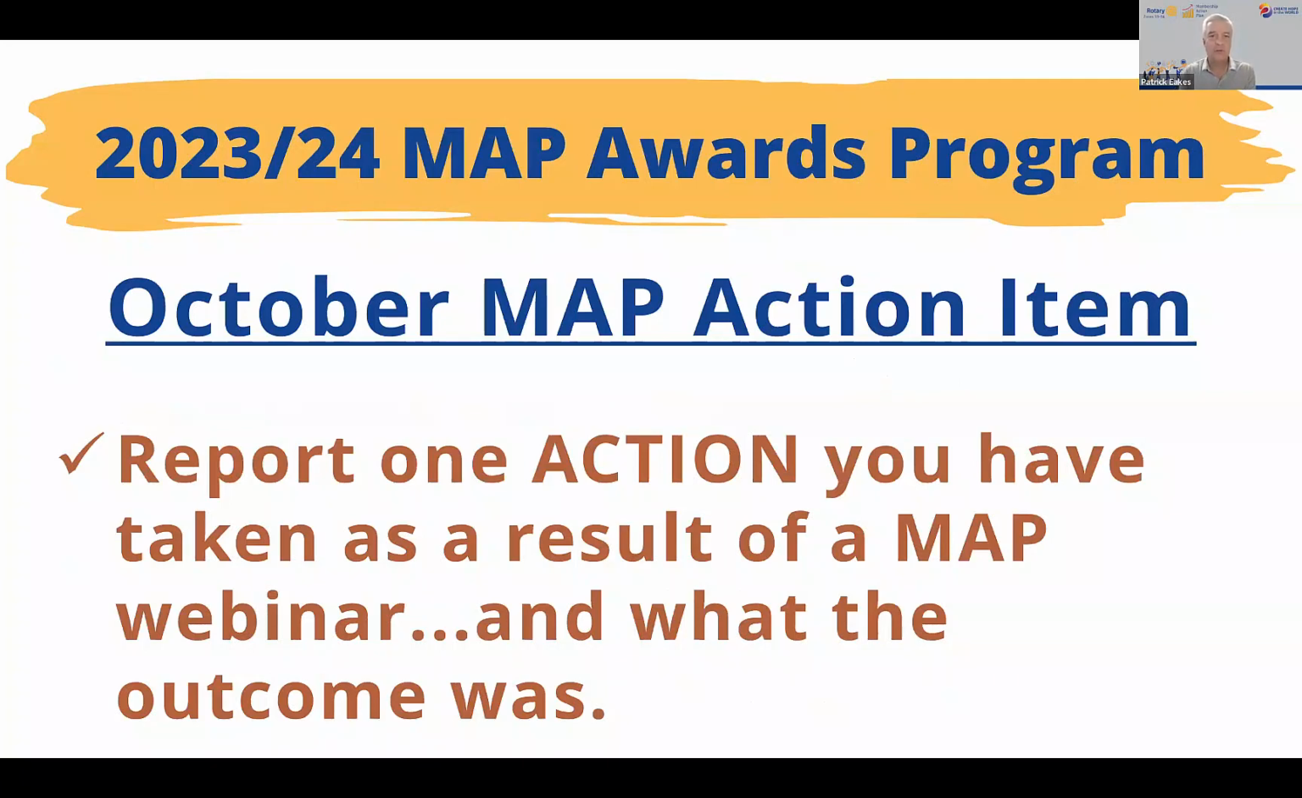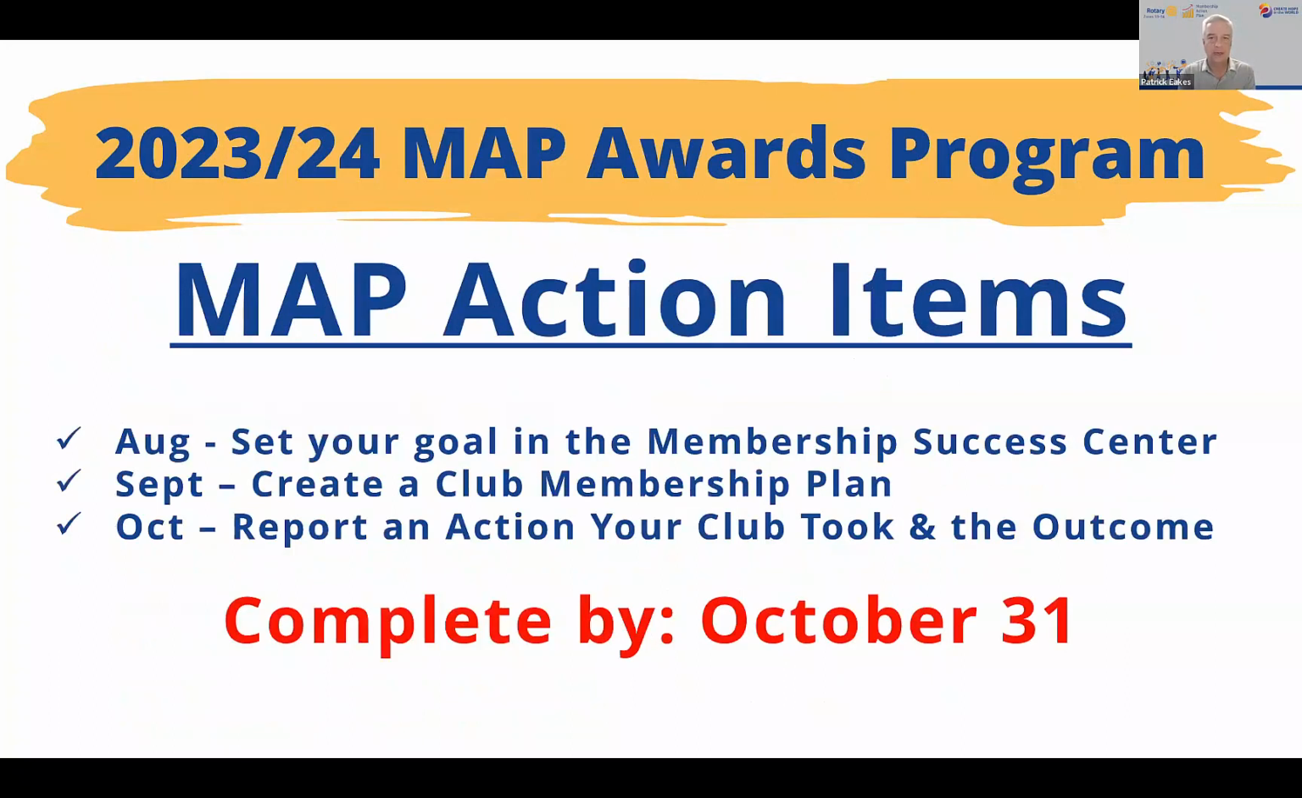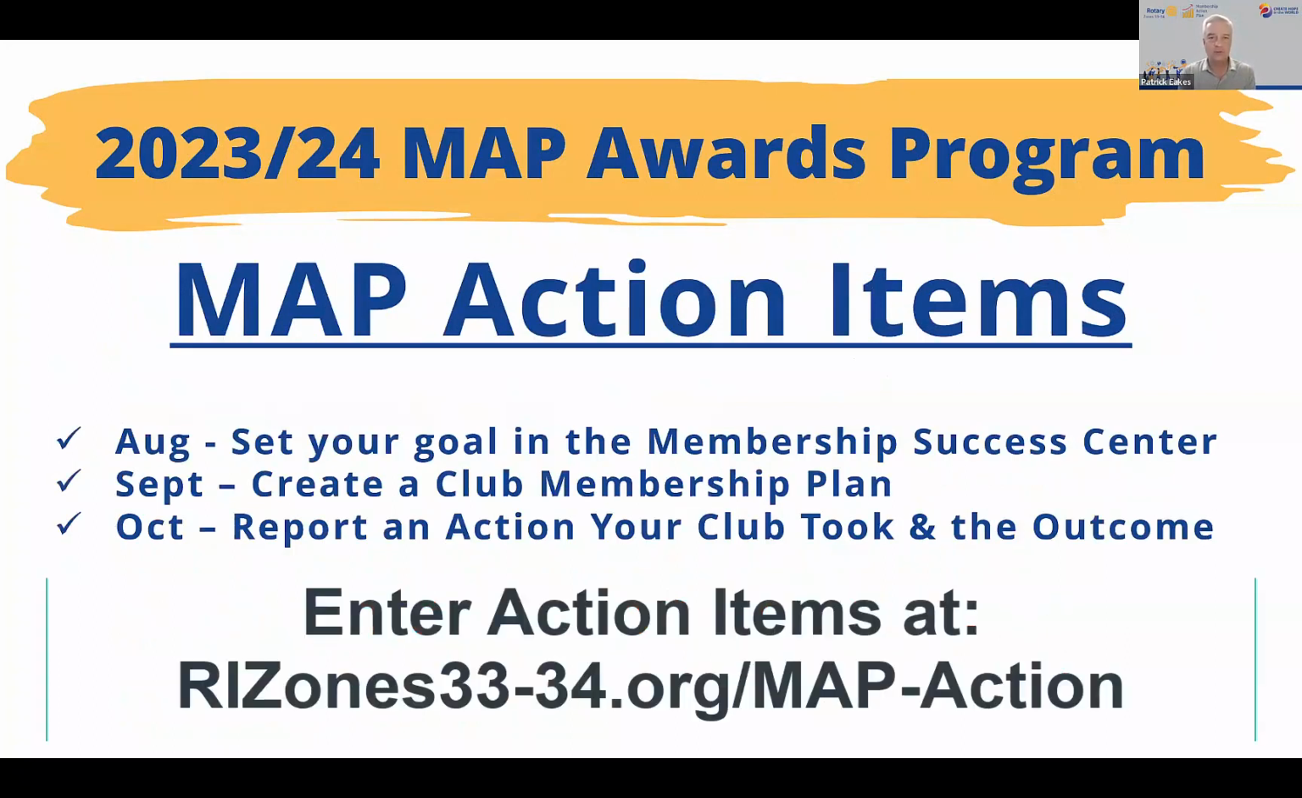Here are the first 3 action items to be completed. Set your goal in the Membership Success Center, create a club membership plan, and as I just mentioned, report on an action you took as a result of a MAP webinar and the resulting outcome. You can report your club's completion of these action items at the link that was just placed in the chat. We encourage you to take these steps toward growing your membership and having a greater impact in your community by completing the action items by October 31st.